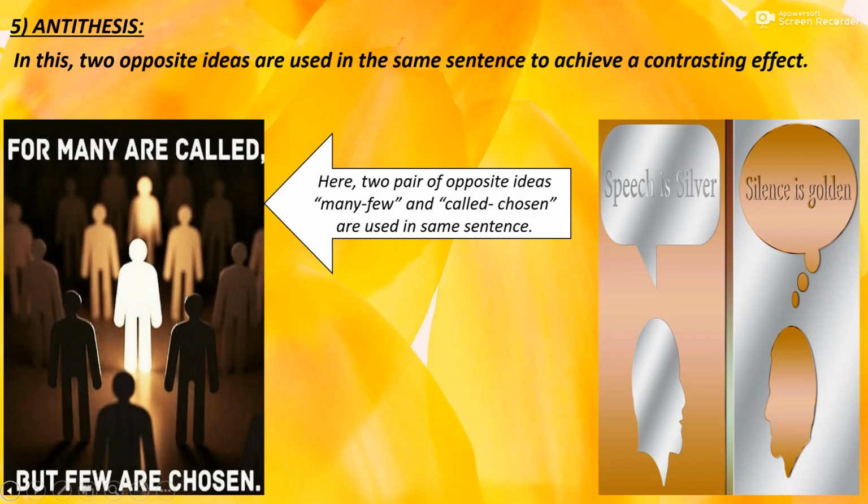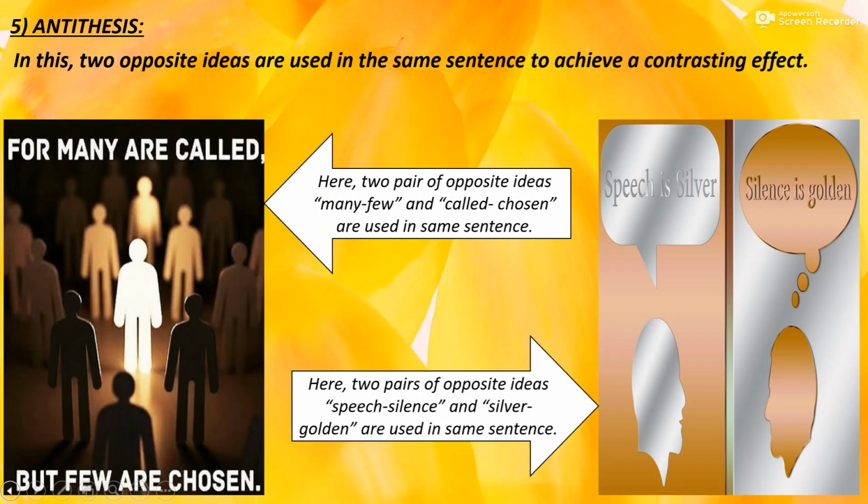In the second example, again the opposite ideas, speech and silence, and also silver and golden, are used in the same sentence. Since they actually fulfill the criteria for antithesis, this sentence is an example of antithesis.